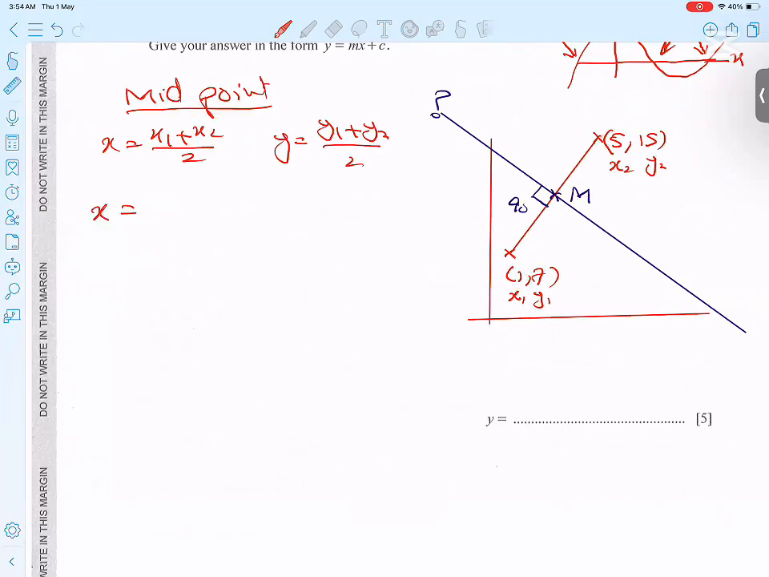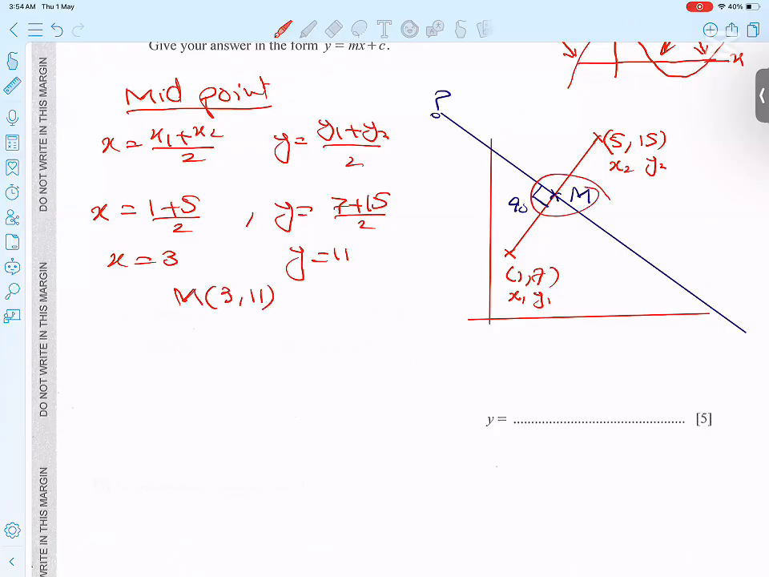x1 is this, x2 is this. So I'm getting 1 plus 5, 6, divided by 2, I got 3. Same way, y1 plus y2: 7 plus 15, 22, divided by 2, I got 11. So the midpoint is (3, 11). Now, students, I got the midpoint. Actually, I'm looking for one point on the line, and we got it. Now I'm looking for the blue line gradient, but we can't find it directly.